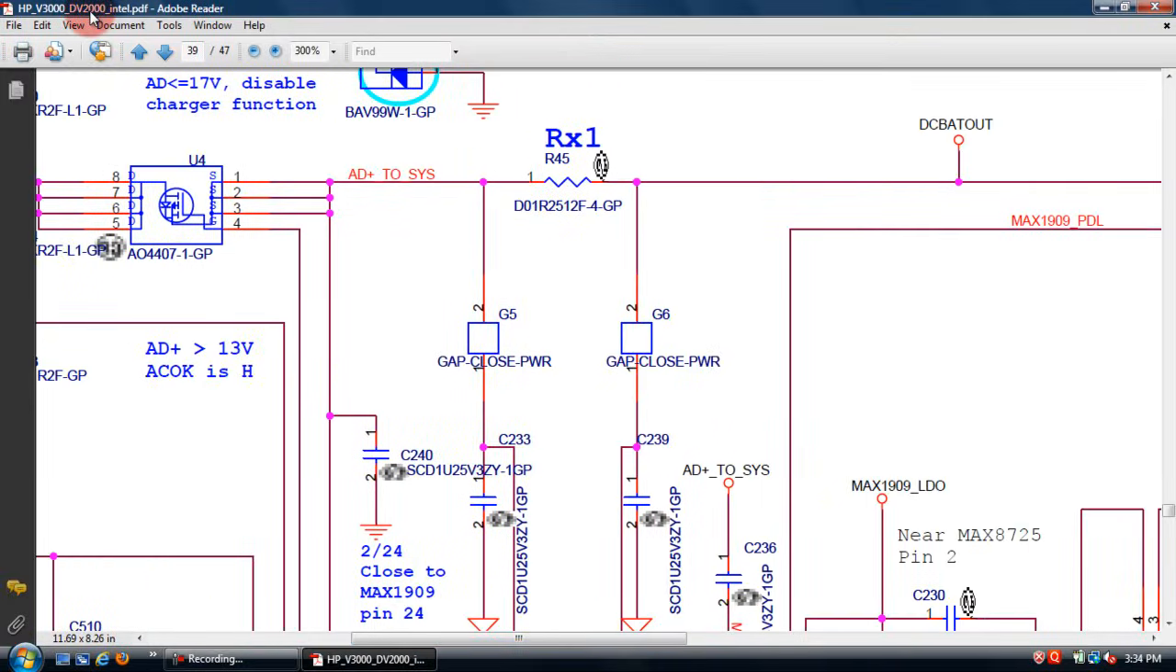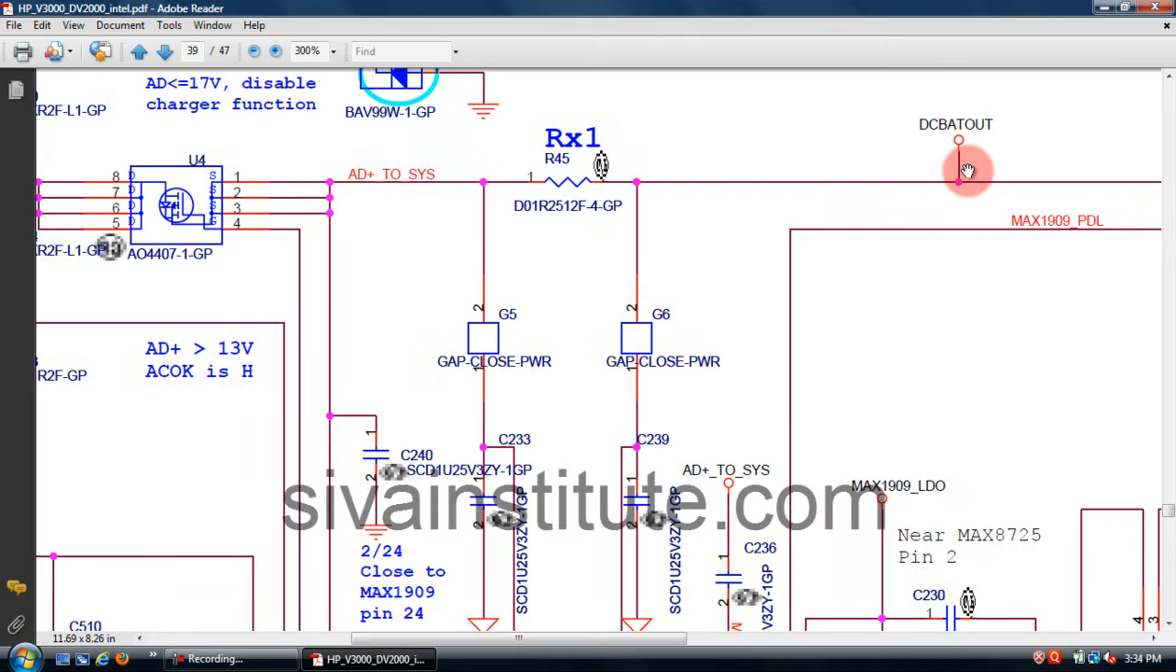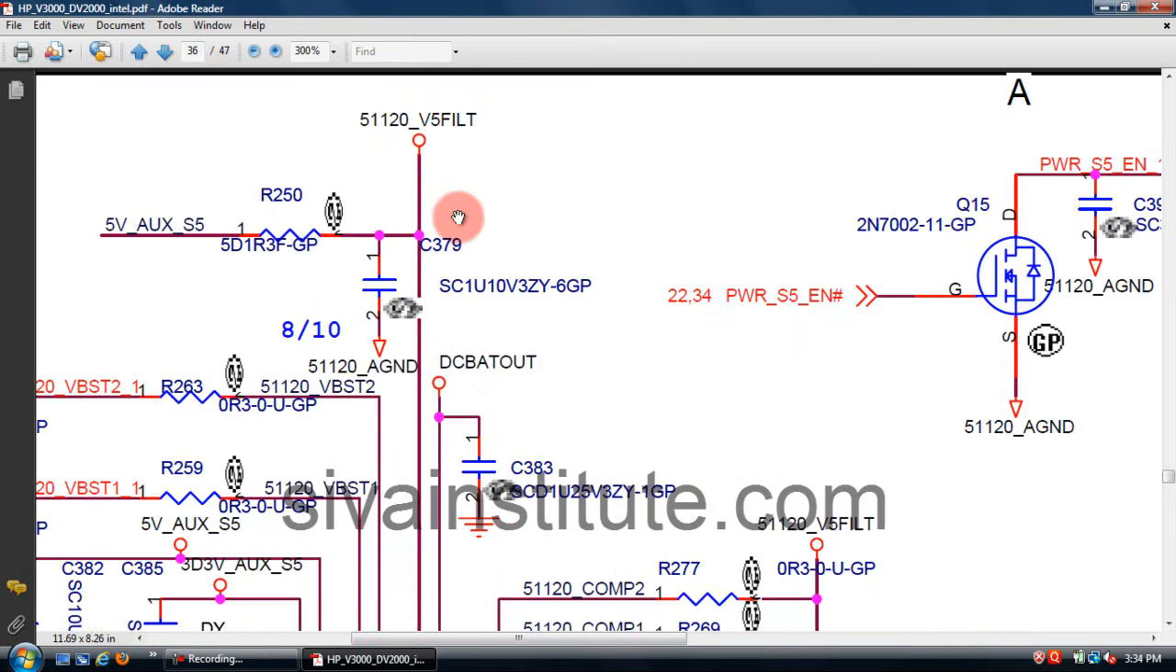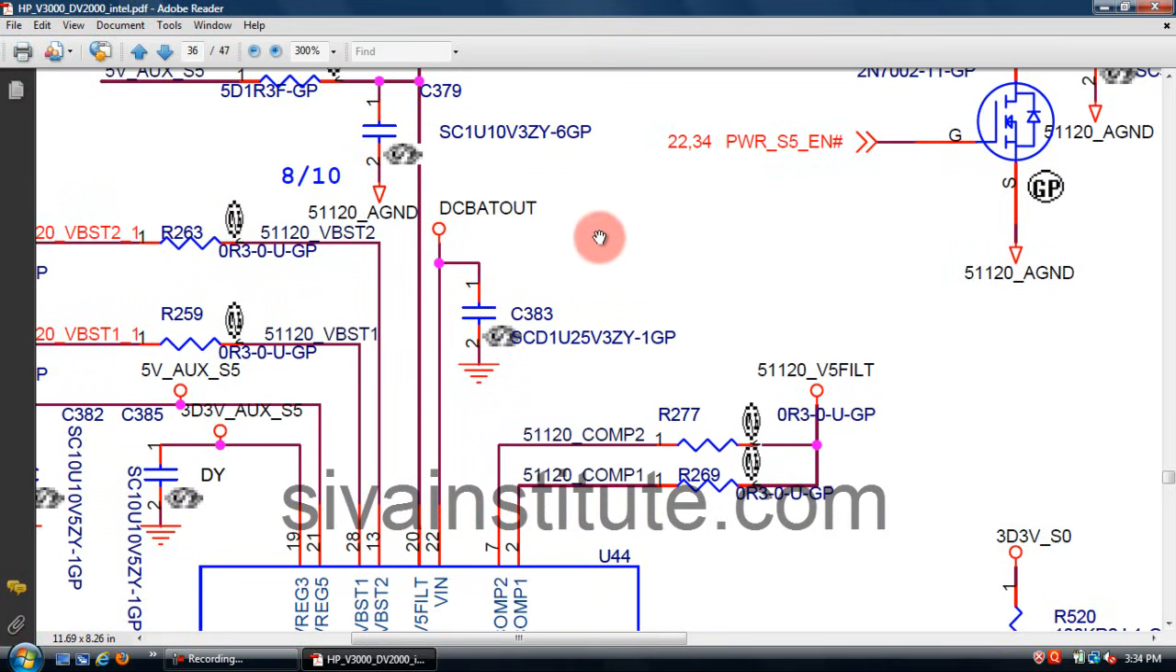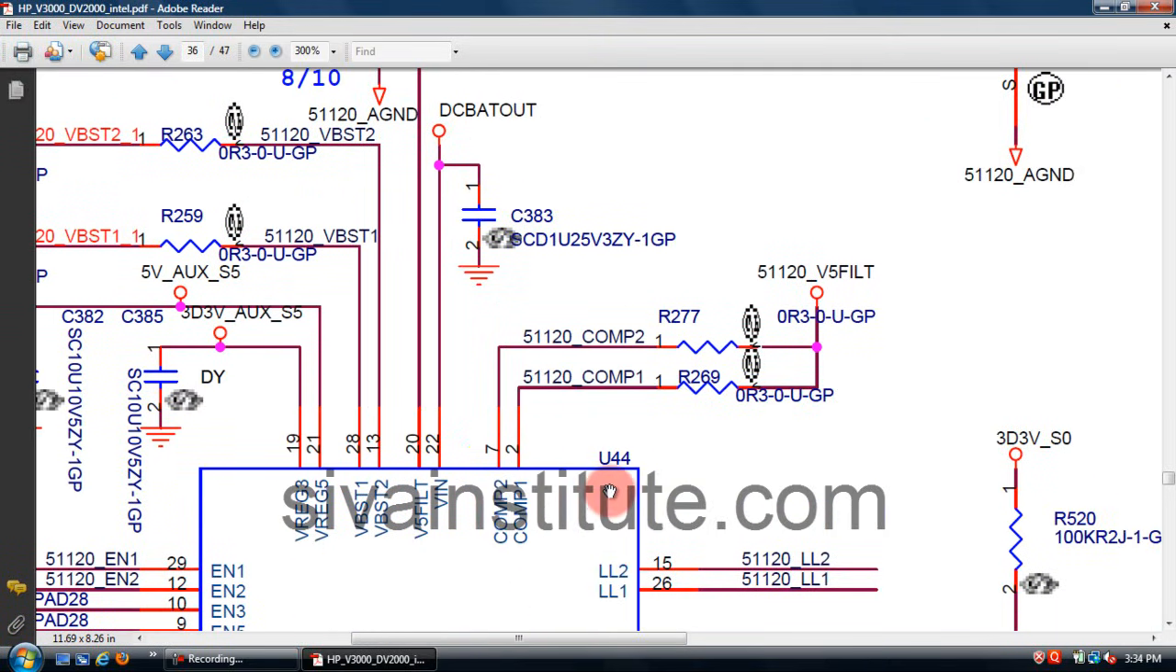This is the current limiting resistor. This voltage goes to DC bat out. You should check this voltage. It goes to page number 36. See page number 36. This is DC bat out. This voltage comes to U44 pin number 22.